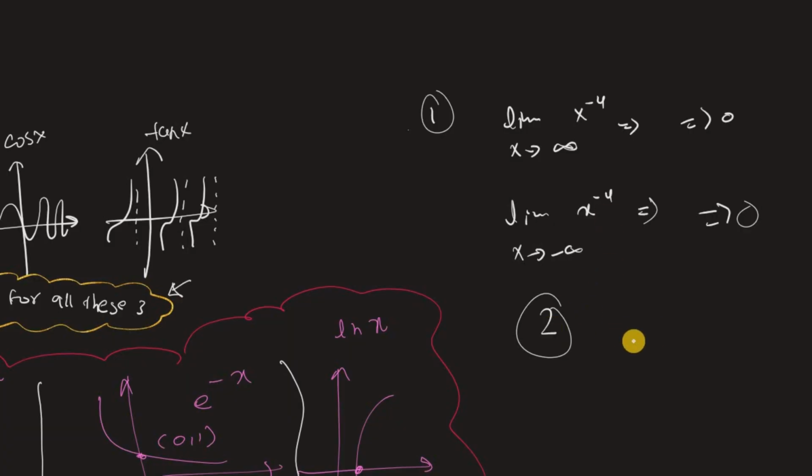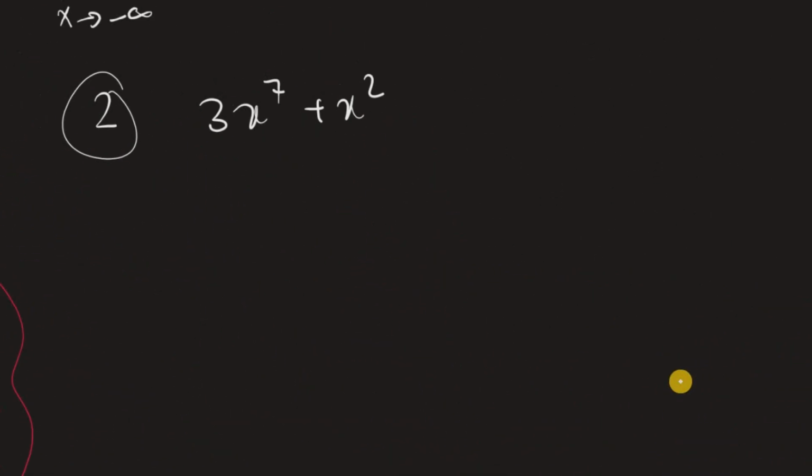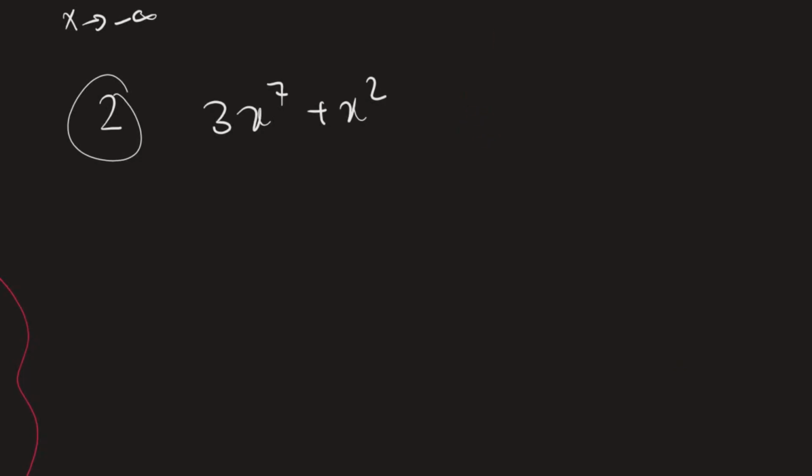Now moving on to the second one. The second one that we have is 3x to the power of 7 plus x squared, right? Now if we have this function, how do we evaluate it? For this function, remember, we're only going to take the highest exponent, the highest degree that we have. The highest degree is 7. So the limit as x approaches infinity of 3x to the power of 7.